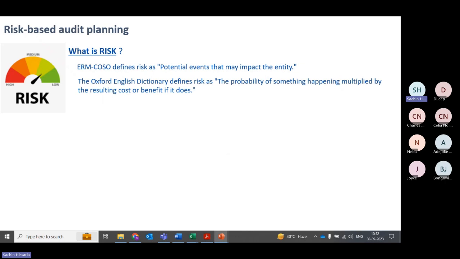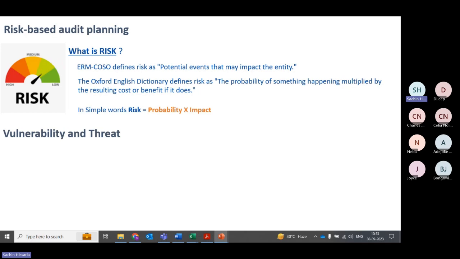As per the Oxford dictionary, the definition of a risk is the probability of something happening, multiplied by the result or cost if it does. So in simple language, can I say that risk is probability into impact? The risk is calculated via the formula of probability into impact.